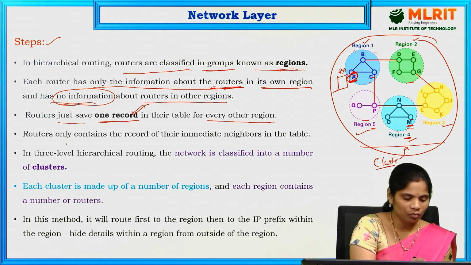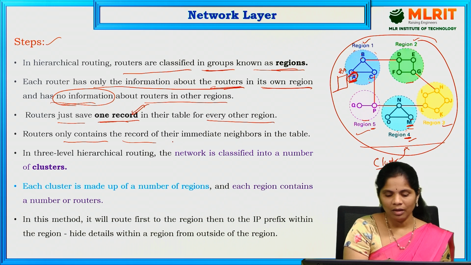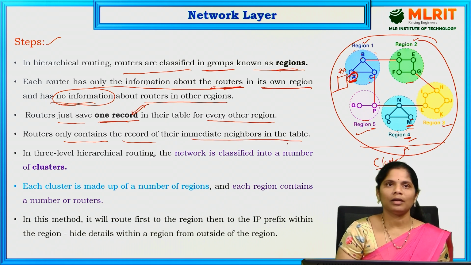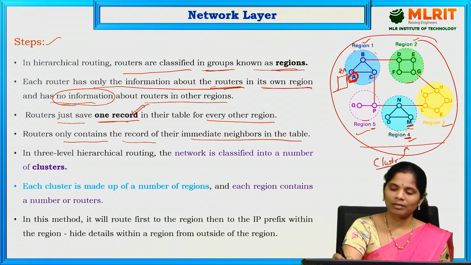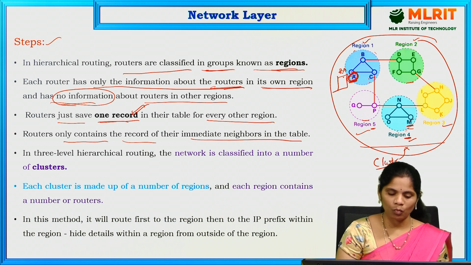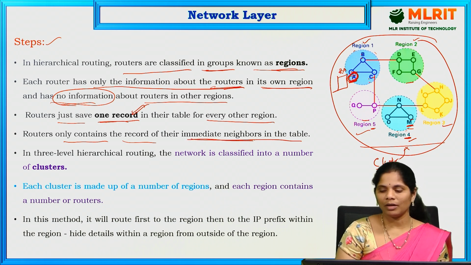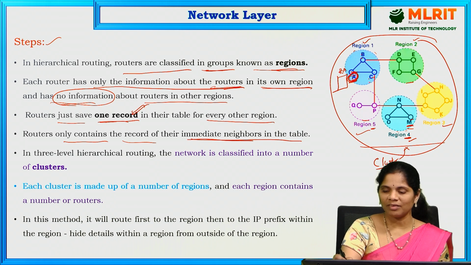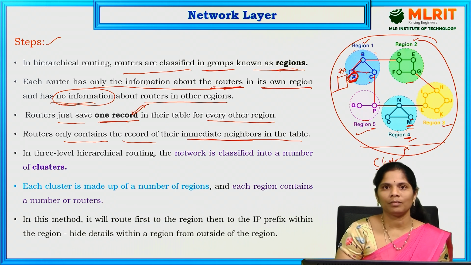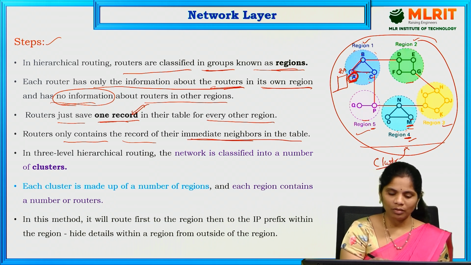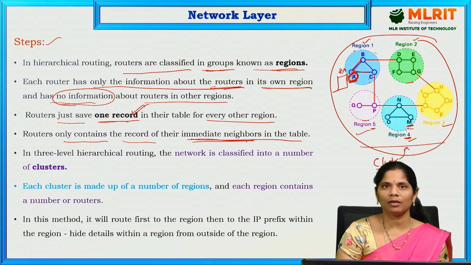So routers only contain the record of the immediate neighbors in that particular table. Whatever router has the routing table information, it has only immediate neighbors in that table. What are the immediate neighbors of A? B and C only. It has the information about the immediate neighbors of that particular region.